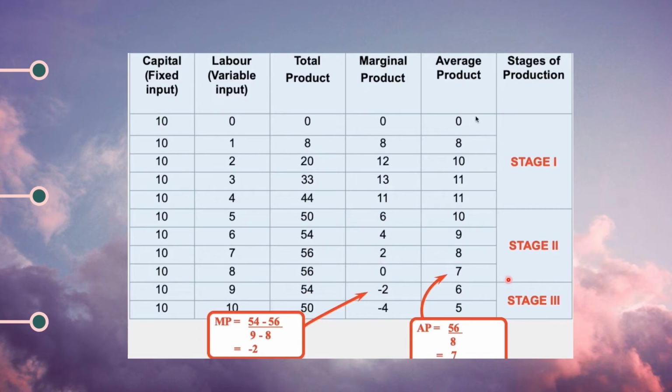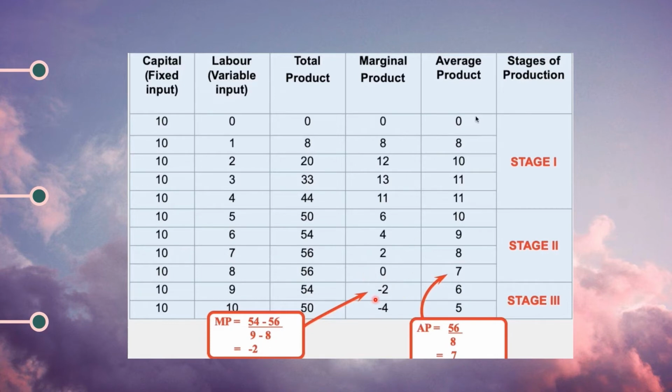And to identify the third stage, it happens after 0. Meaning after stage 2, after zero, it becomes negative. Meaning when the 9th labor and 10th labor are added, the marginal product is not efficient in stage 3 because it has become negative. It becomes negative 2, negative 4. That is where we can identify it.